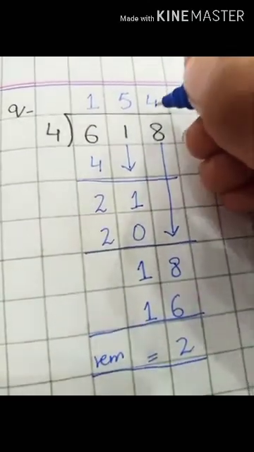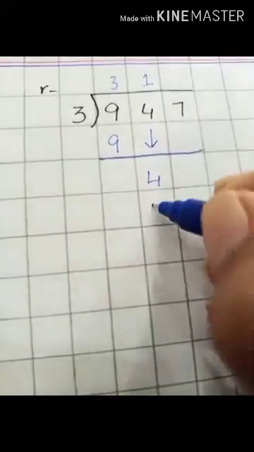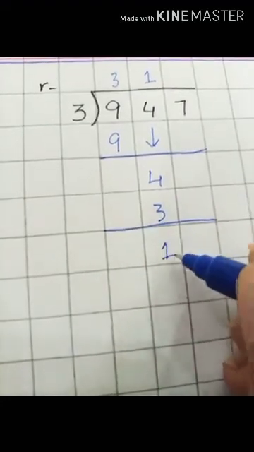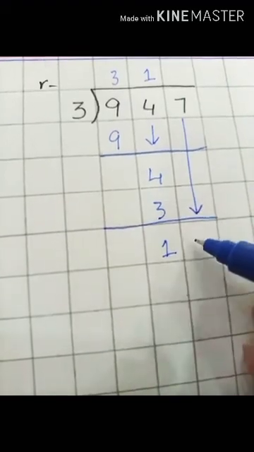So students, here is our question, that is 154. In the next step, that is part R, 3 threes are 9. This one is completely divisible. So next step is bringing this 4 down here and 3 ones are 3. 4 minus 3 is 1. So students, I am writing the subtraction 1. This one is smaller than my divisor, can't divide it further without bringing this 7 down here.